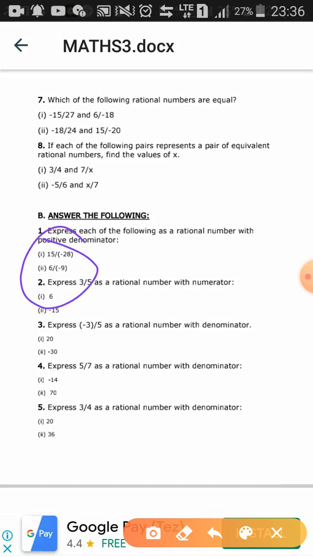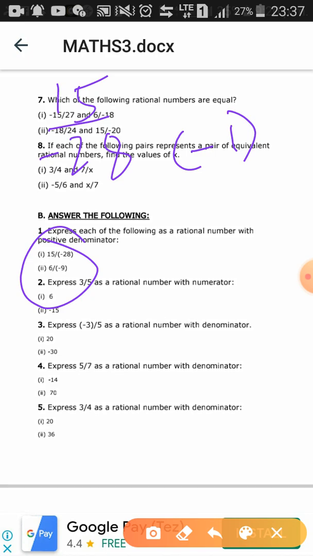Express each of the following rational numbers with a positive denominator. I think I've told you how to represent these numbers with a positive denominator, or I haven't told you, I don't know. You have been asked to make the denominator positive. How will you make the denominator positive? By multiplying it with minus 1, because the denominator is negative.